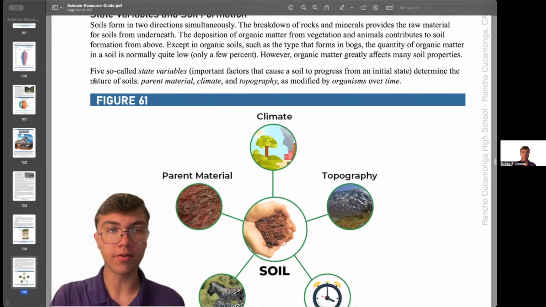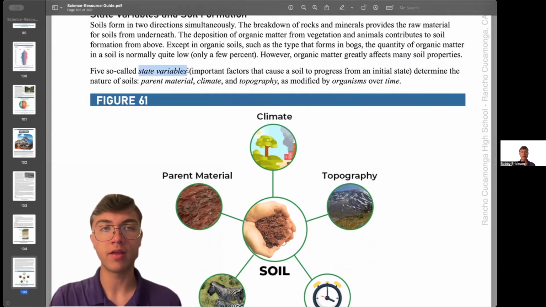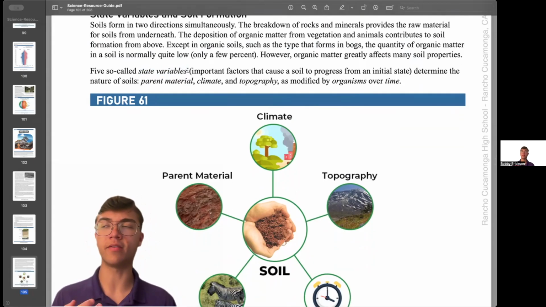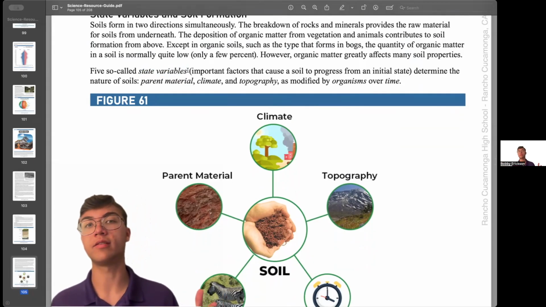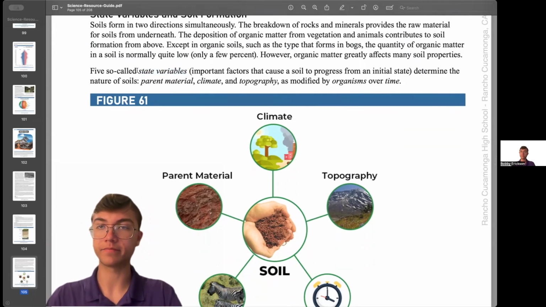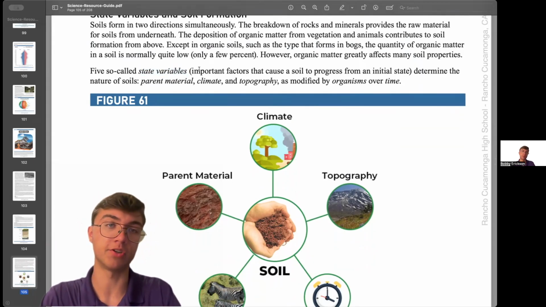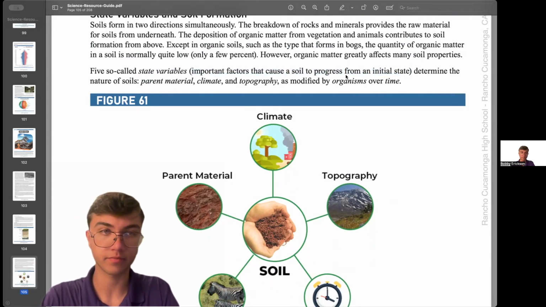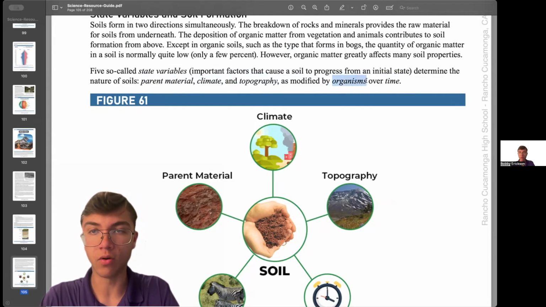So, here are the things that affect soils overall. We have state variables, they're called. A state is a big area, so you can think of, okay, these are very important parts of soil, state variables. So the literal definition is important factors that cause a soil to progress from an initial state. And so the nature of soils are affected by these things: parent material, climate, topography, organisms over time.